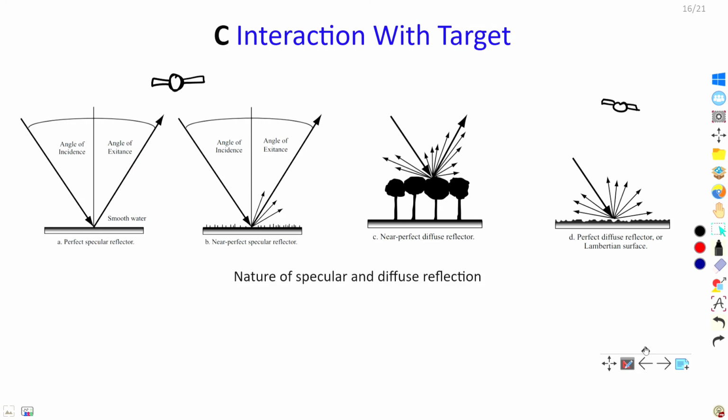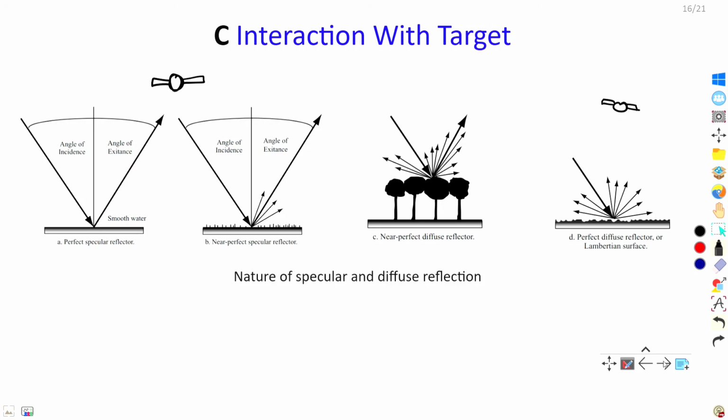For different types of land features, different types of spectral reflectance occur. For that, if you want to see, go to the Telegram channel, link in the description, and see there the various types of reflectance that occur for various types of features.